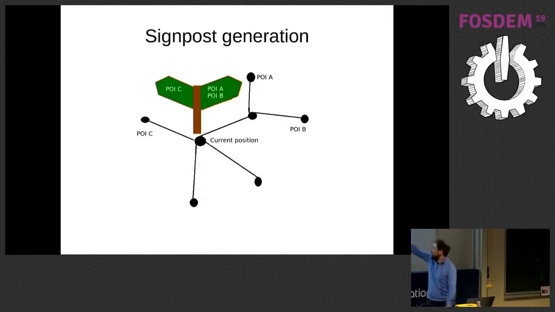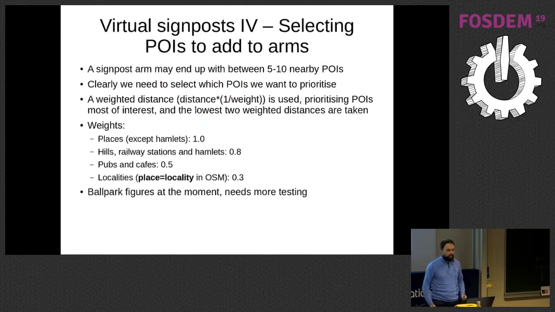So we've got a graph here, POIA is there, POIB is there, POIC is there. By comparing the bearings, we can work out that POIA and POIB are along that signpost arm, and POIC is there.